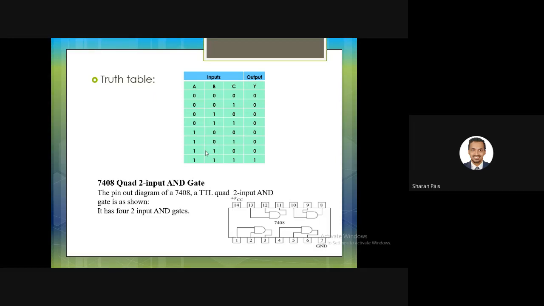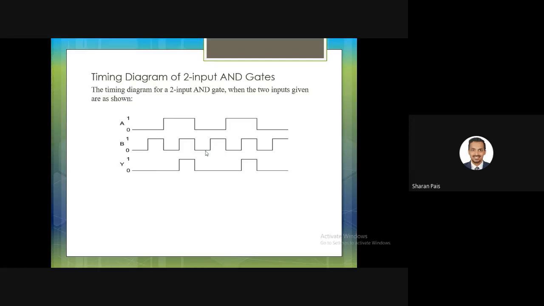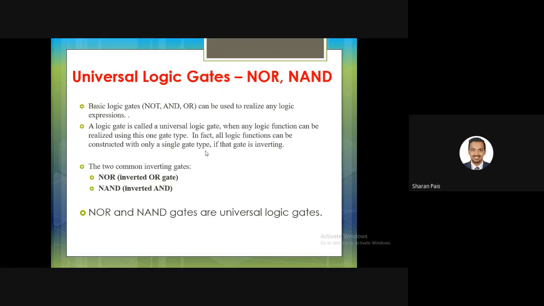Don't worry, I will share all these slides in the Google Classroom. You can refer to that because already we covered all these things. So universal logic gates, NOR and NAND. The NOR is also called the inverted OR gate. NAND has one more name, that is the inverted AND gate.